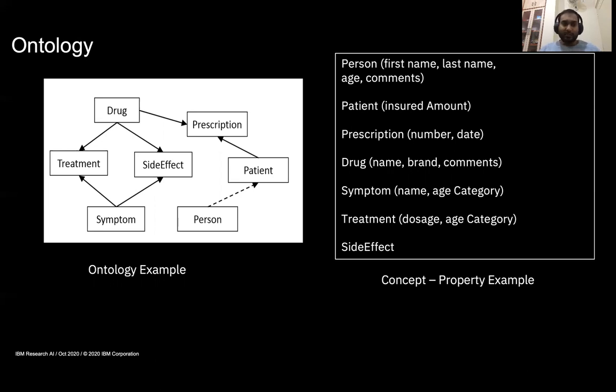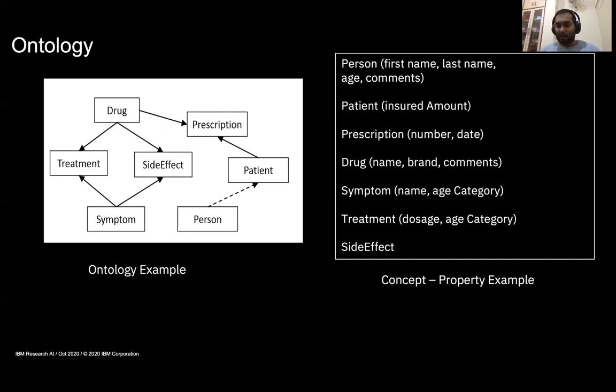In our small example, we have concepts like drug, treatment, symptoms, and then they can have properties. A drug can have properties like name, brand, comments. Similarly, the symptom table can have several properties, right? And then there are edges between them. An ontology can also represent many more kinds of relationships, like inheritance relationships and union relationships. So it's a much better choice for modeling a particular domain, right?